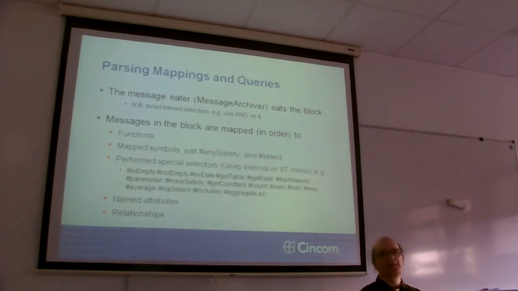Okay, so that was all about mapping. Everything you've heard so far was just about setting up your Glorp mapping. Now we're getting on to stuff that's a bit relevant to how mappings and queries worked. You've got a thing called the message archiver. It eats the block. I was going to do a long demo. I'm not going to do a long demo. Trust me.